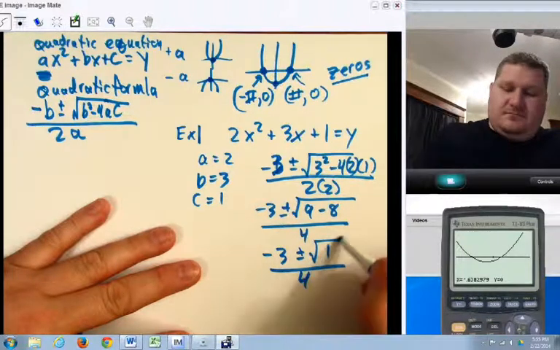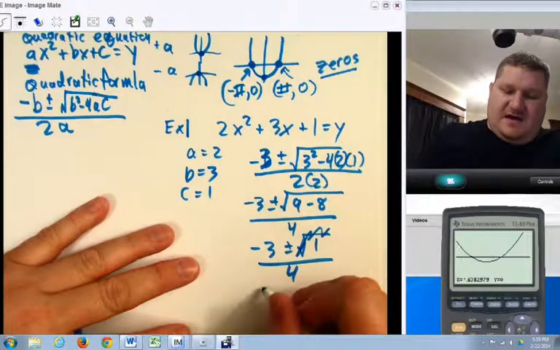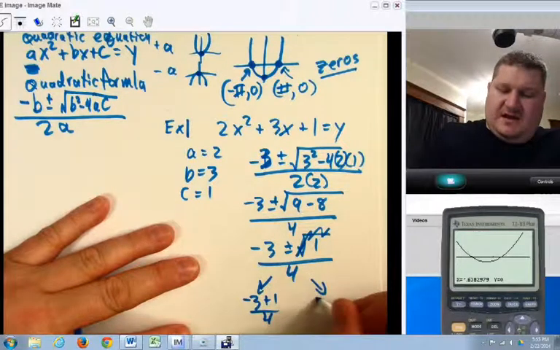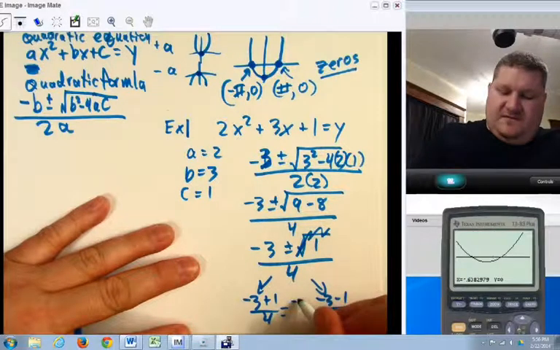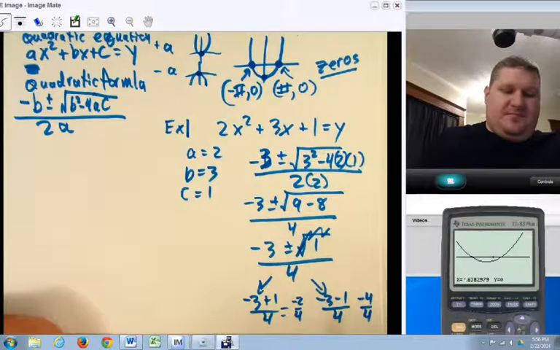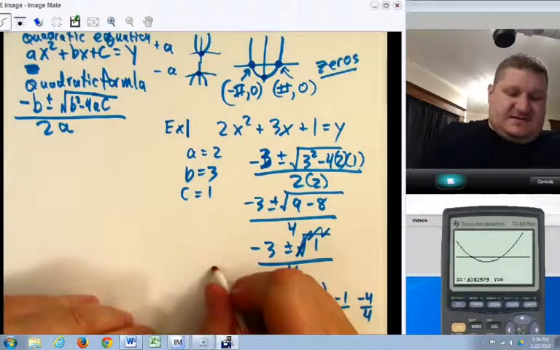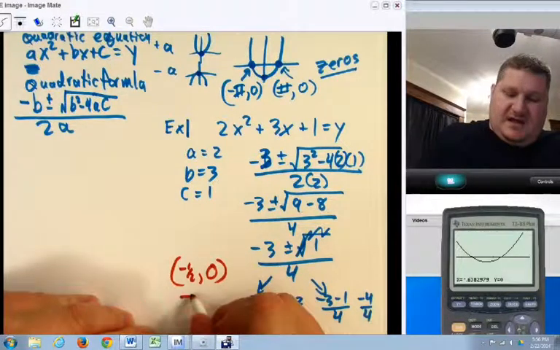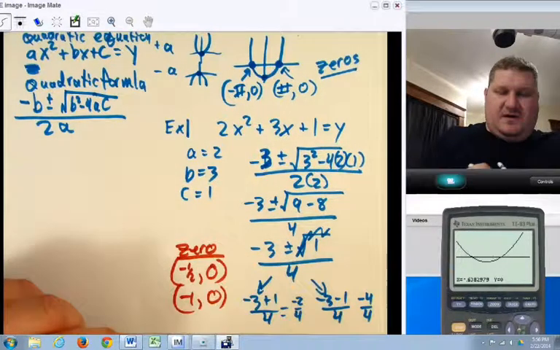Square root of 1 is 1. So I have two different options here. I have negative 3 plus 1 over 4 and negative 3 minus 1 over 4. With that, I come up with negative 2 over 4 and negative 4 over 4. So my places I cross are going to be negative 1/2, comma 0, and negative 1, comma 0. Those are my zeros of the equation.